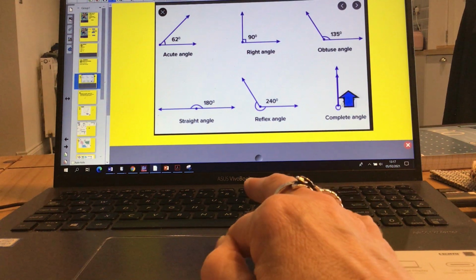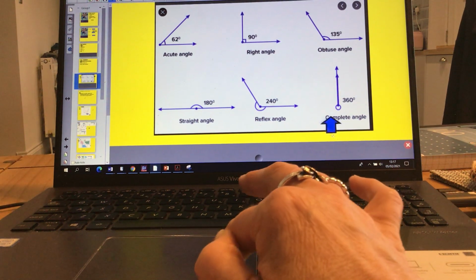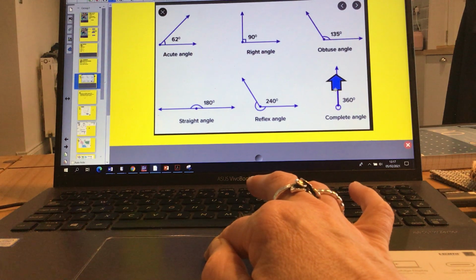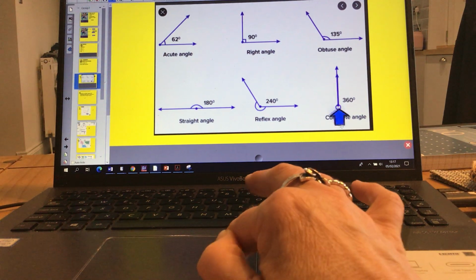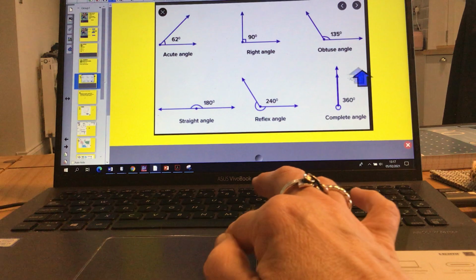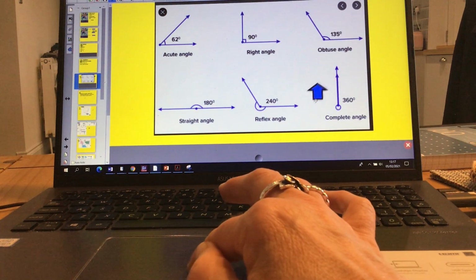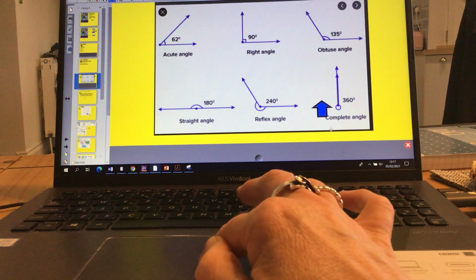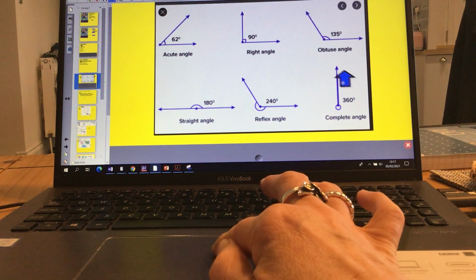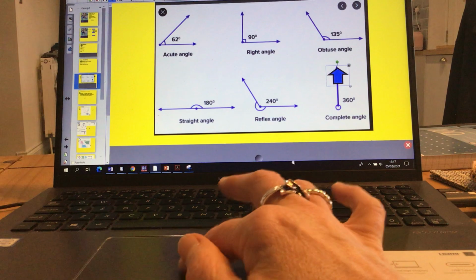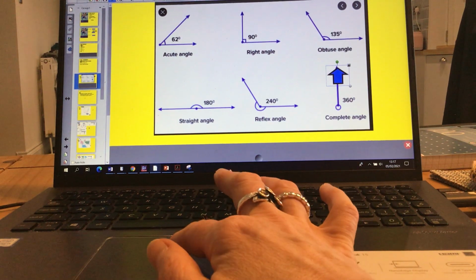A complete angle is when this line has gone all the way round and all the way back to where it started, like a clock, all the way around. That's a 360-degree turn. It started there and it's turned all the way around there, all the way around there, all the way around there, and come back up to the beginning. So those are our angles there.